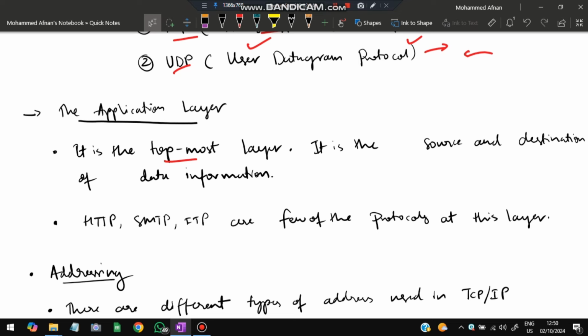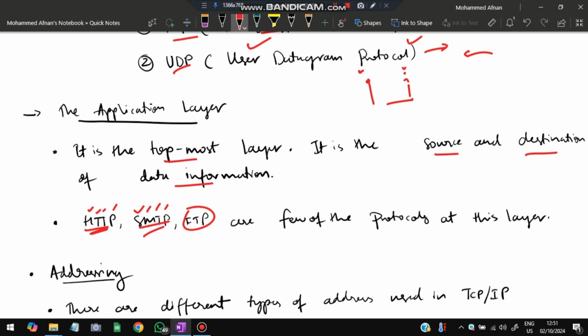Okay, next we have the last layer, the topmost layer and the most important one, which is the application layer. It is the source and destination of the data information. Data comes from the application layer and goes back to the application layer, and there we have the end users. Okay, so a few of the protocols used are HTTP, Hypertext Transfer Protocol, used for websites. SMTP, Simple Mail Transfer Protocol, for mails. FTP is the File Transfer Protocol for transferring file data.